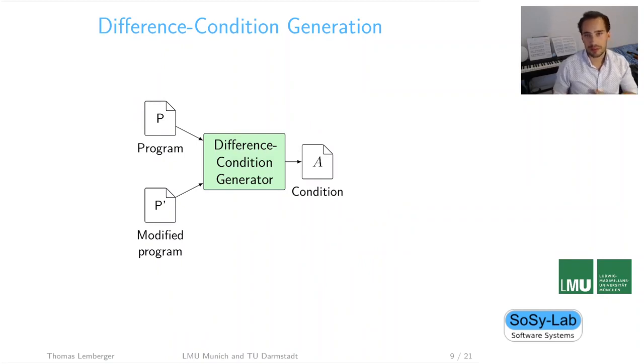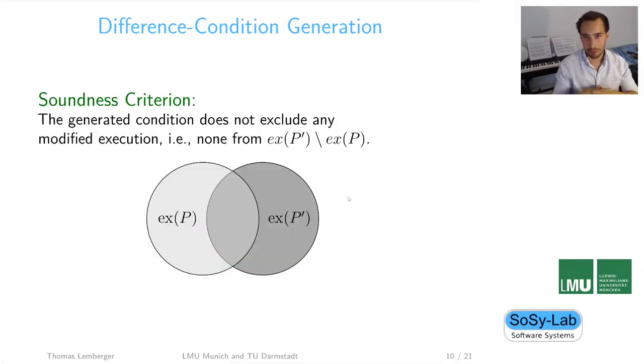So we need some difference condition generator that generates this condition that tells the verifier where to go. And as a formal concept, it's defined through its inputs and outputs. It gets a program and a modified program and outputs the condition that tells the conditional verifier about the difference. And one property: the difference condition generator, however it is implemented, has to fulfill a soundness criterion for the verification to be sound. And that criterion says that the created condition does not exclude any modified executions.